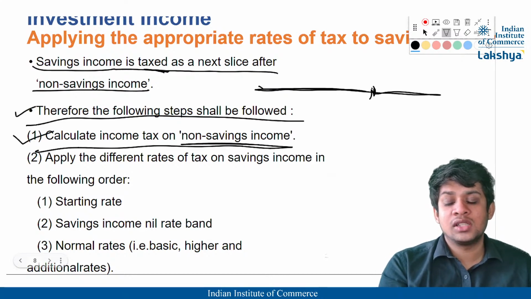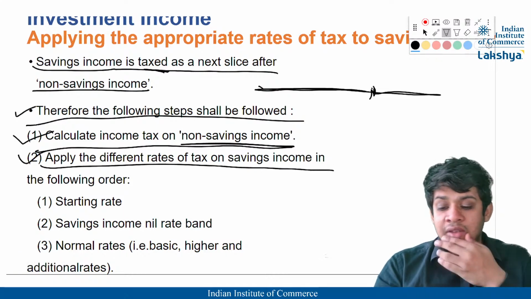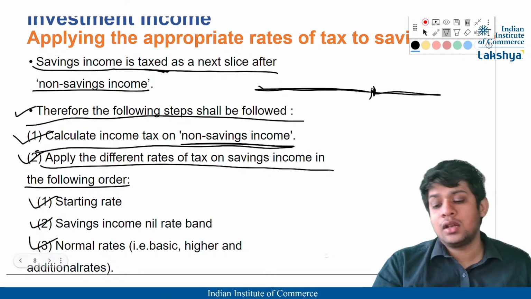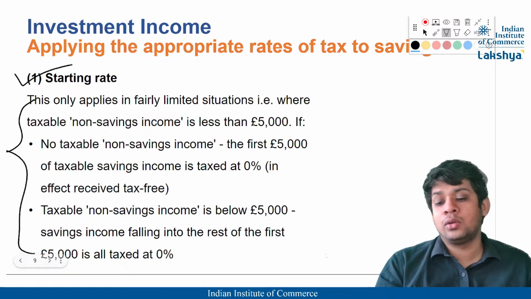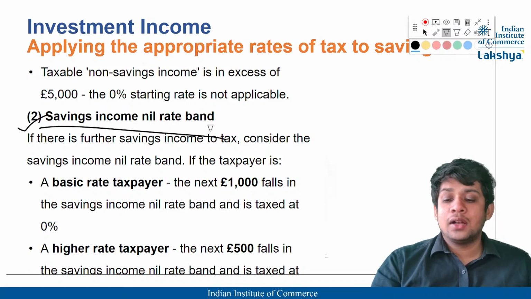Calculate the income tax on non-savings income. Apply the different rules of the tax on savings income in the following order. Then you have to apply these rules, right? And eventually you'll get your answer. So starting rate, I've already explained to you guys what this is. We don't need to go through it again. Yes, the nil rate band.